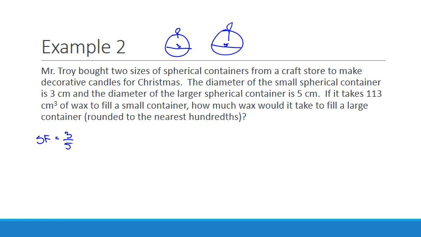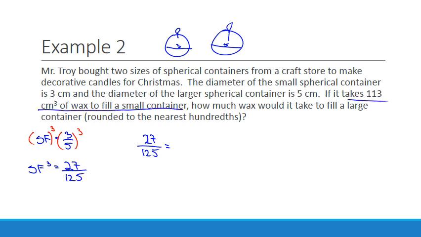Now we're dealing with volume, so we've got to cube our scale factor to get that ratio we need, because the ratio of the volumes is equal to the scale factor cubed. So scale factor cubed equals 27 over 125. That's the value I'll use in my proportion. Now I put the small ball on top, and it says here it takes 113 centimeters cubed of wax to fill the small one. So 113 goes up here, and I'm wondering about the large one.